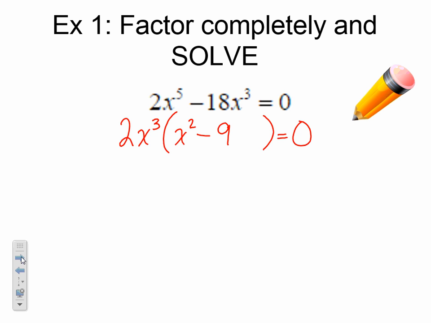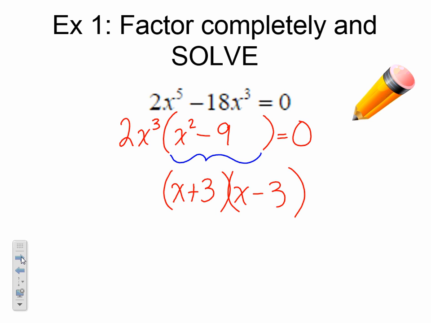Now I'm looking at what I've created inside these parentheses, and I'm still noticing that this is a difference of perfect squares. 9 is a perfect square number, and x squared is also square rootable. So that factors down into x plus 3 and x minus 3 equals 0, and this 2x to the third is still going to drop down next to those. Once I feel that I've done all the factoring here, I then go ahead and solve them. So I try to find the solutions.